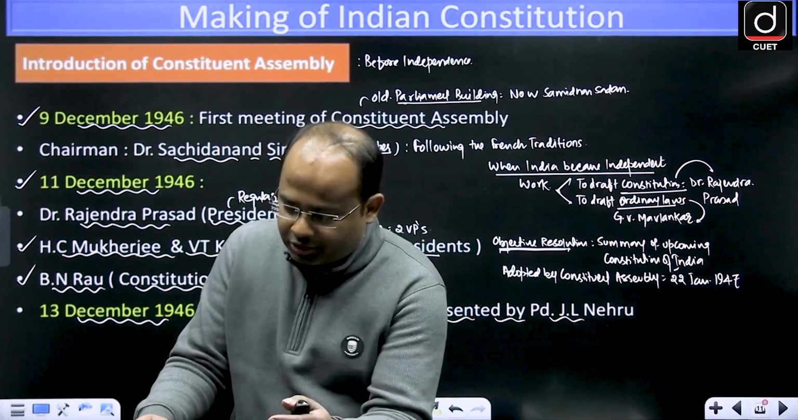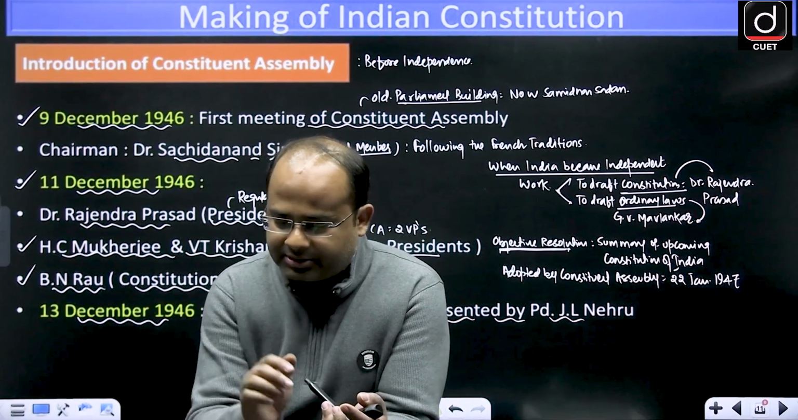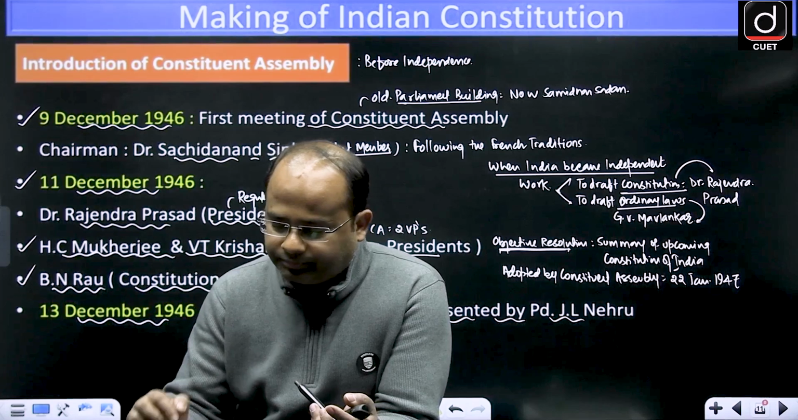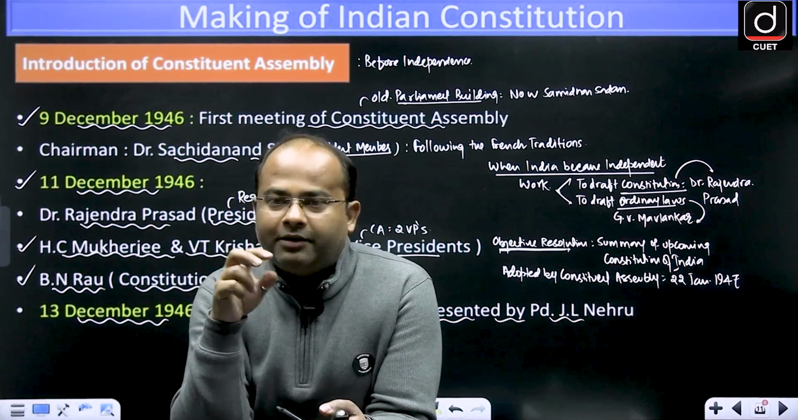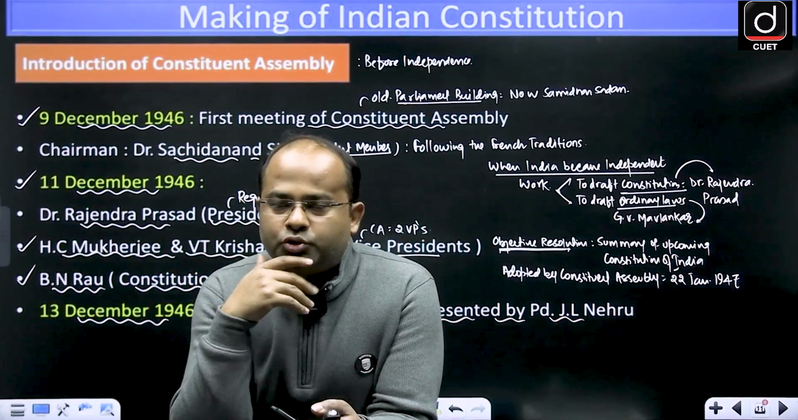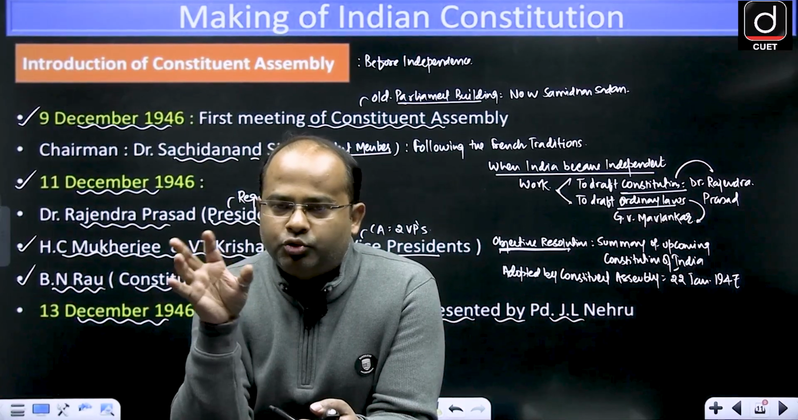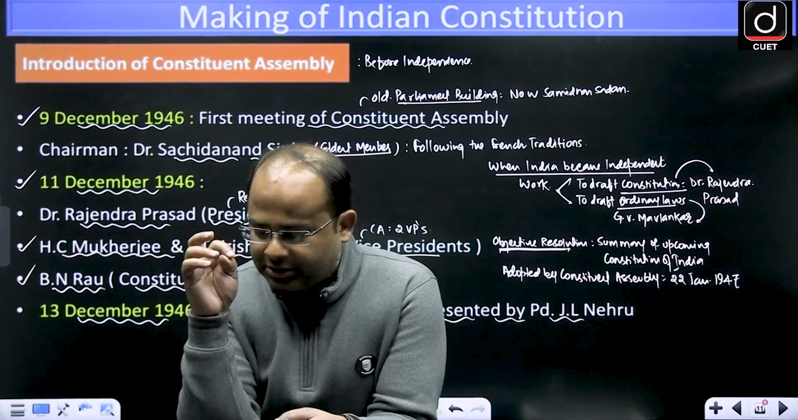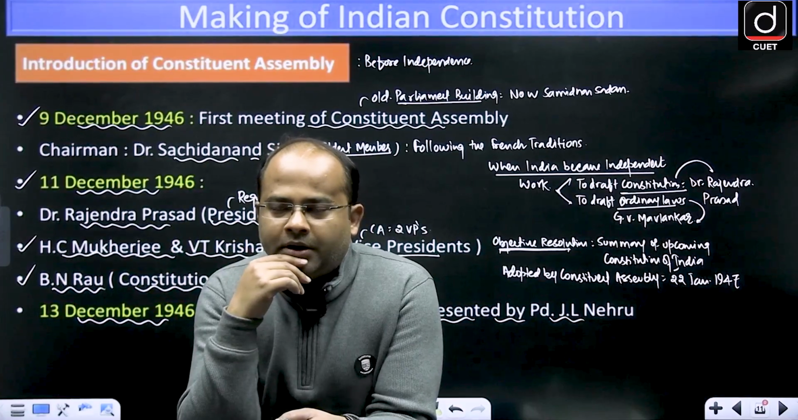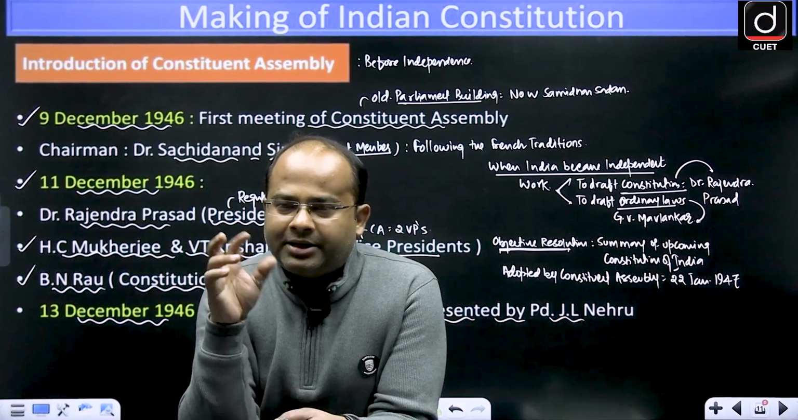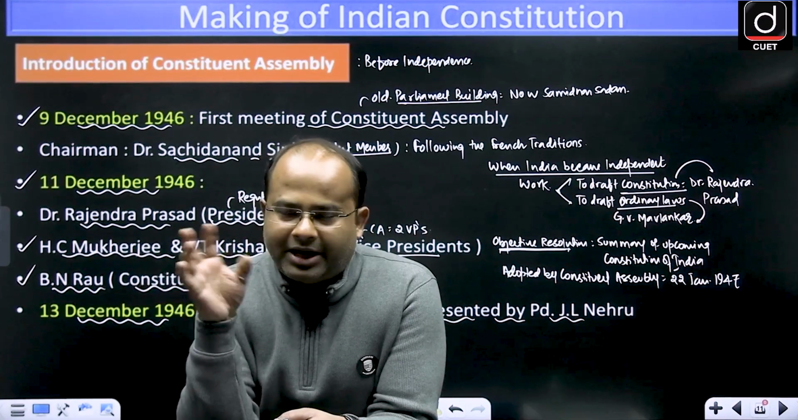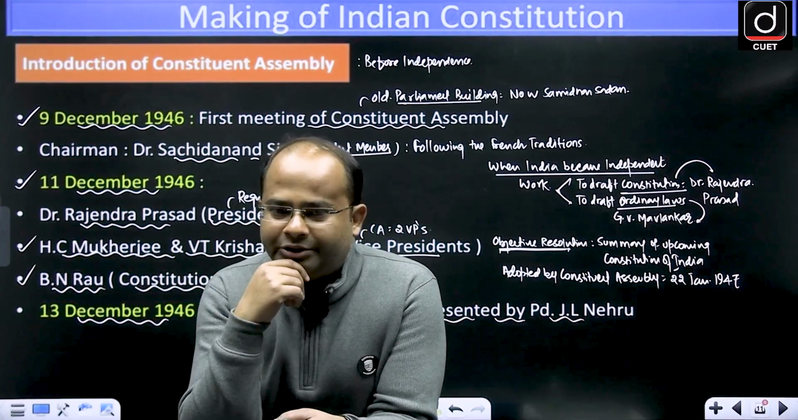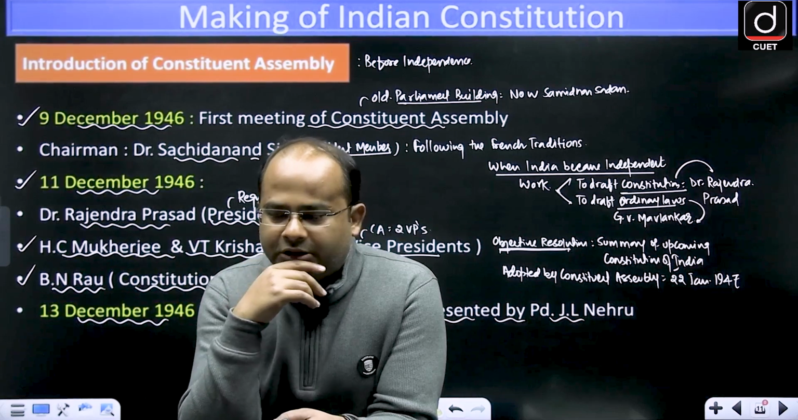Because multiple things in the Constituent Assembly were adopted through consensus. Whenever the Constituent Assembly adopted anything, it was done through consensus, not through the voting process. The Constituent Assembly was thinking that somehow the Muslim League would get convinced and join the Constituent Assembly. So they were waiting for the Muslim League to join, and therefore they waited for such a long period.